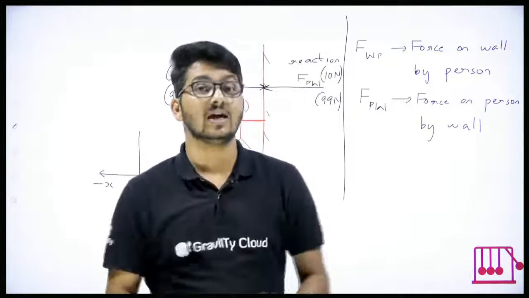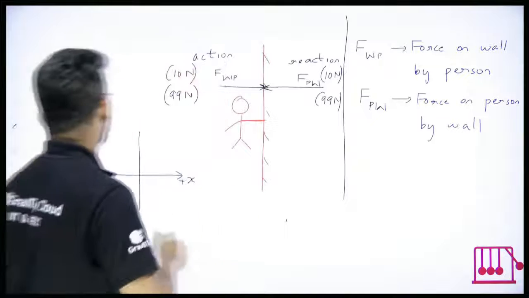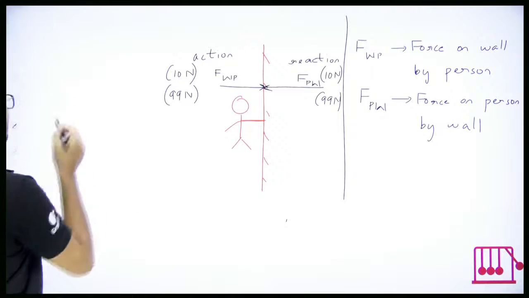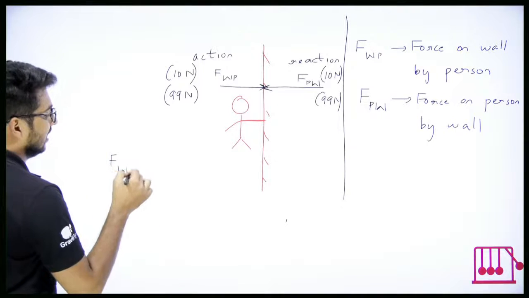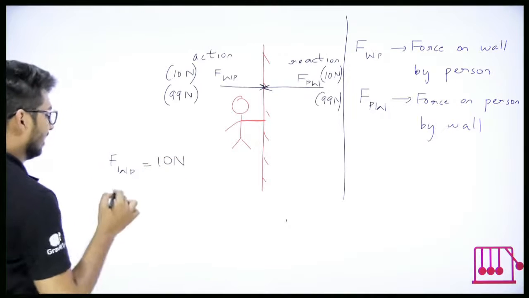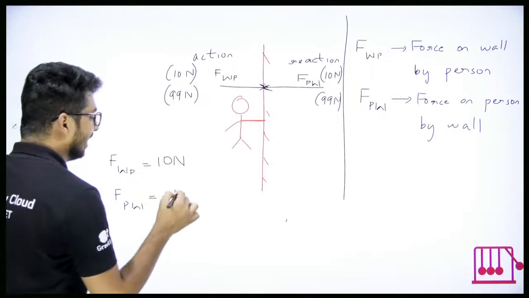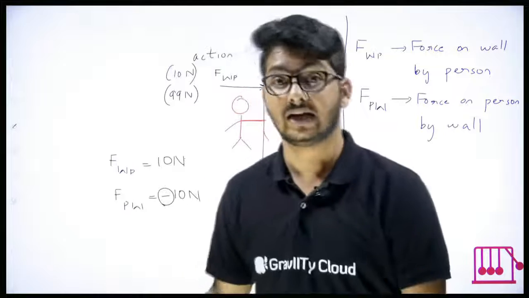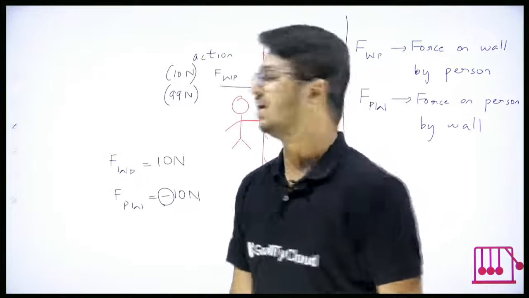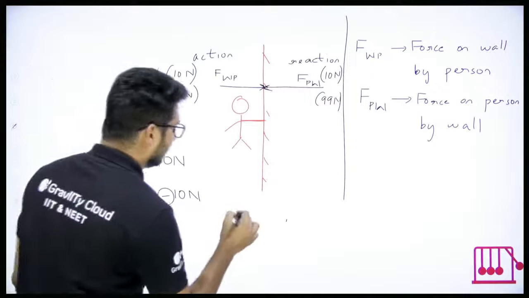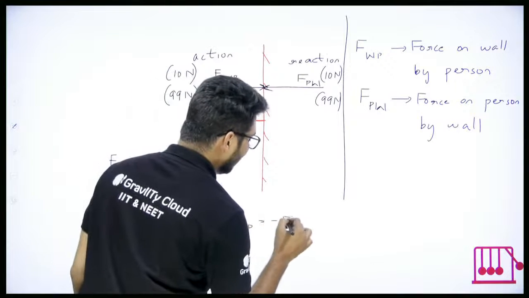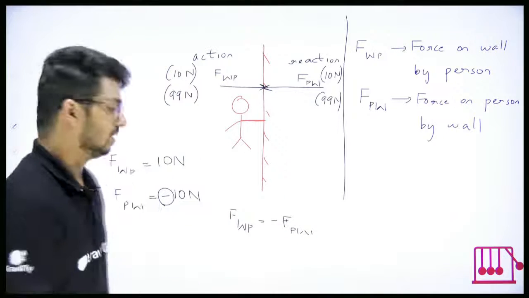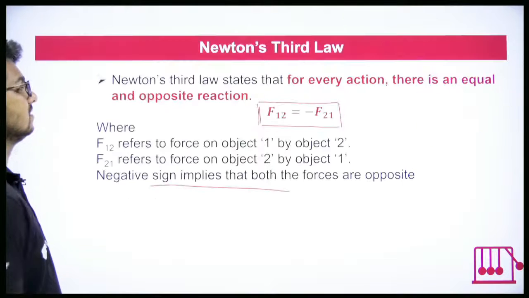That means generally opposite directions are taken negative. Opposite directions are taken what? Are taken negative. So here what we do is, if FWP, if I write it as 10 Newton, we will write FPW as minus 10 Newton. What does minus show? Minus shows that it is in the opposite direction. Simple. Clear? So combining this, we can easily write that FWP is equal to minus FPW. They are equal. One is 10, the other will be minus 10. Simple. Got it? So that is the meaning of this.